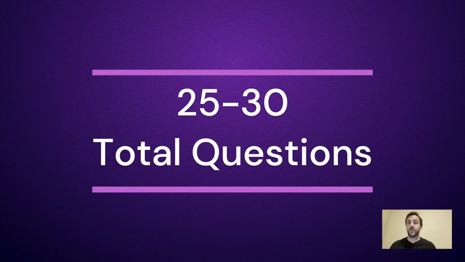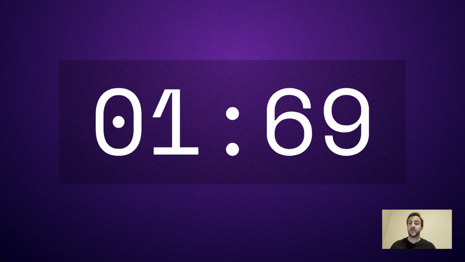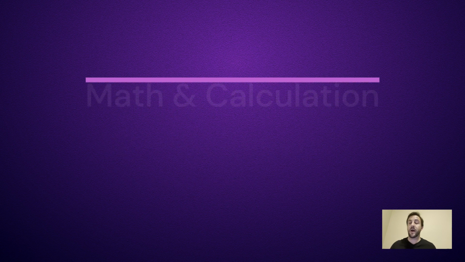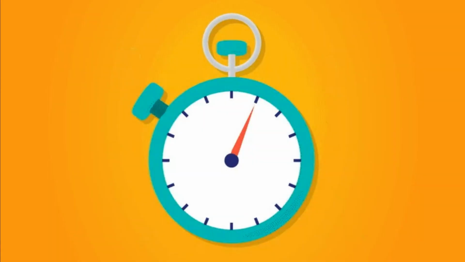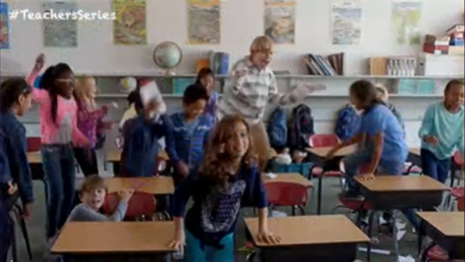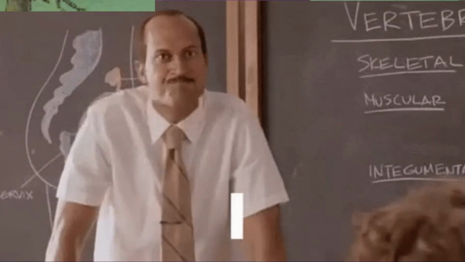Lastly, setting the limit on total questions in your Kahoot to range from 25 to 30 is critical. Also set time limits for each of the questions to range from 20 to 30 seconds for multiple choice questions and 60 seconds for math or calculation-based questions. This question total and time restriction ensures that students remain engaged throughout the exam while giving them just enough time to provide an educated, well thought out response.